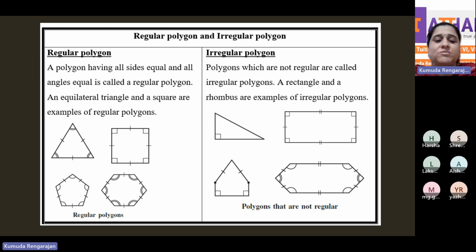Diagrams, children, just leave some space for that. I'll share the picture on WhatsApp. You can complete it later. Just take the theory now. Write the definition of a regular polygon. Leave some space below. You can complete the diagrams later, and then write irregular polygon, with some space below for the diagrams.